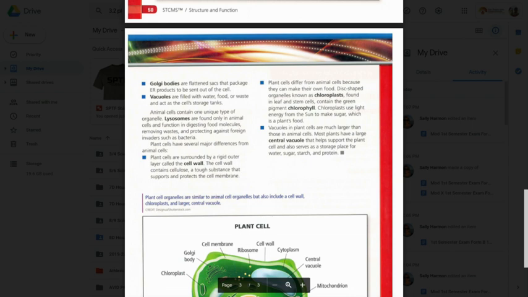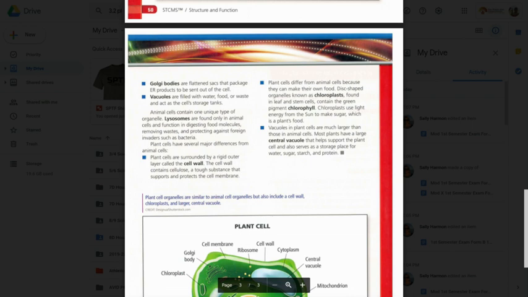Plant cells are surrounded by a rigid outer layer called the cell wall. The cell wall contains cellulose, a tough substance that supports and protects the cell membrane. Plant cells differ from animal cells because they can make their own food. Disc-shaped organelles, known as chloroplasts, found in leaf and stem cells, contain the green pigment chlorophyll. Chloroplasts use light energy from the sun to make sugar, which is a plant's food.